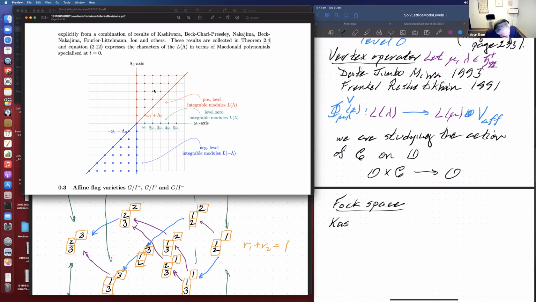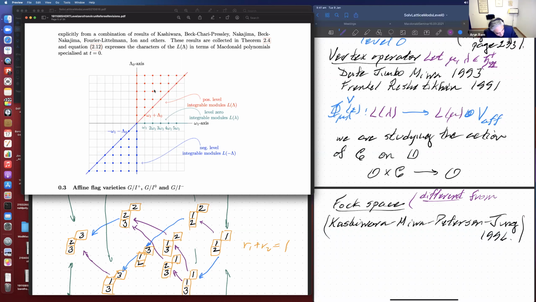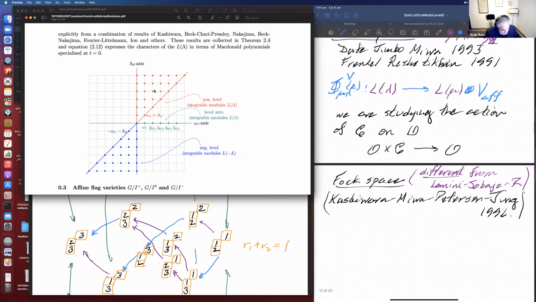So I find this beautiful paper of Kashiwara, Miwa, Peterson. So Martina Lanini, Paul Sobaji and I have a paper about Fock space, which is really a different Fock space. So we talk about some abstract Fock space in that paper, and I want to stress that this Fock space is different from that Fock space. Although they're in type A, they probably do coincide, but in general, they don't coincide.